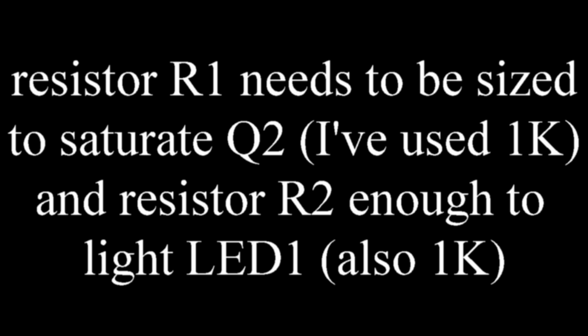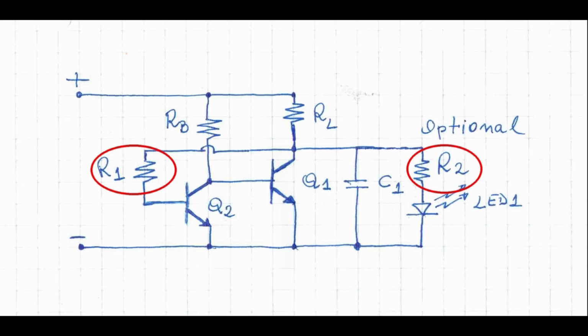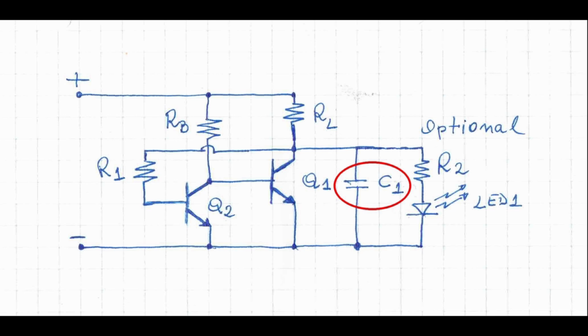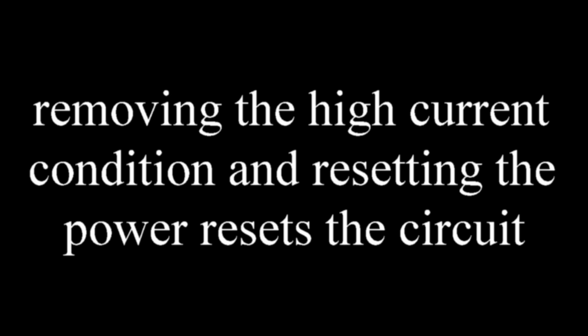Resistor R1 needs to be sized to saturate Q2. I have used 1K. And resistor R2 enough to light LED 1. Also 1K. Capacitor C1 is needed to keep the circuit stable. I have used 1 microfarad 50 volts. Removing the high current condition and resetting the power resets the circuit.